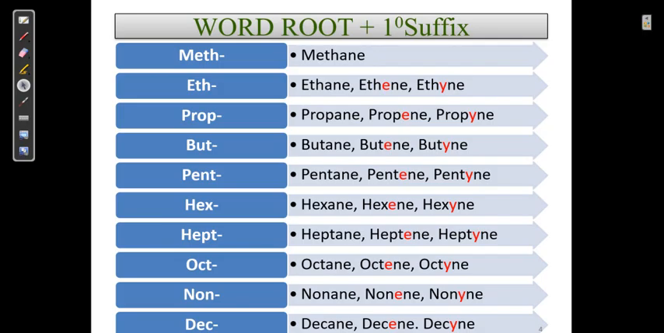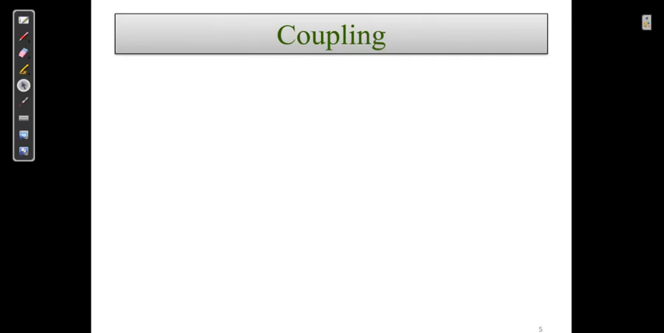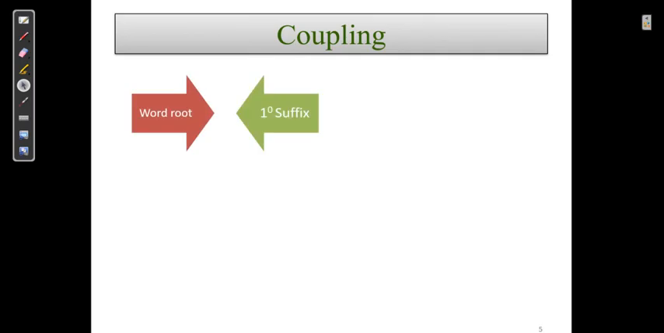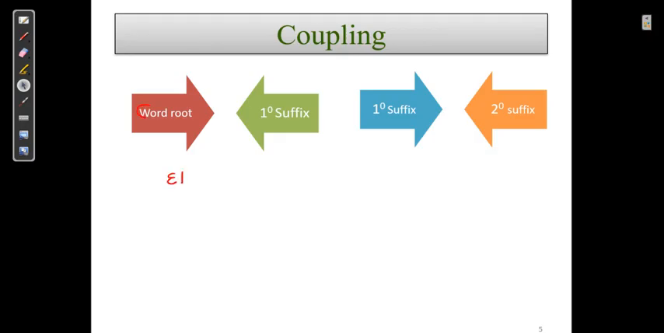Let us go ahead to the coupling of word root and primary suffix, and primary suffix and secondary suffix. So what does it indicate? Suppose that is the word root, and I take a primary suffix ene.